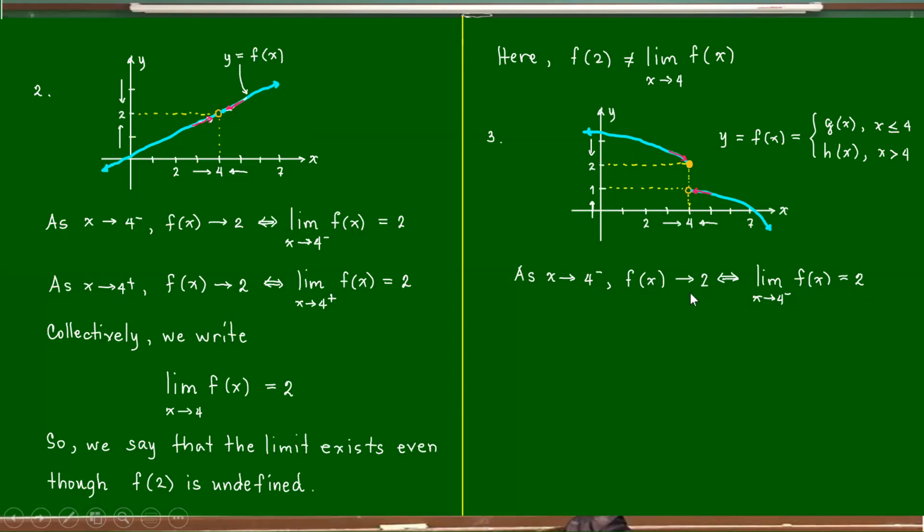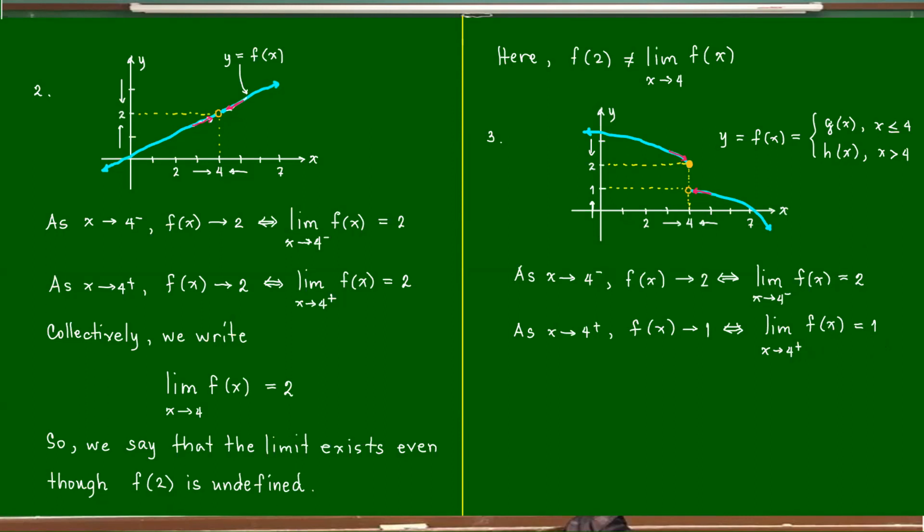But let's see coming from the right. As x approaches 4 coming from the right, as it gets closer and closer to 4, I'll be very, very close to this hole. As I get closer and closer to this hole, the function values tend to go to 1. So its limiting value is 1 coming from the right. So the limit of f of x as x approaches 4 coming from the right exists and is equal to 1. But you notice that coming from the left and coming from the right, they have different behaviors, no?